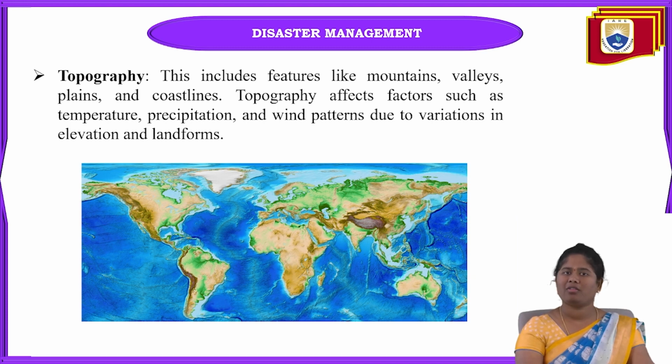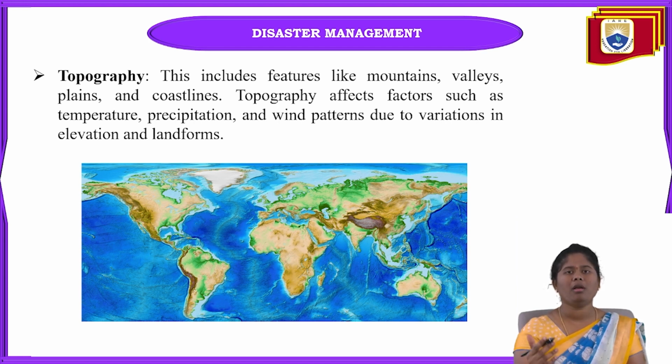Features of your earth surface may include the mountains, valleys, plateaus, plains, coastlines, etc. And this topography will affect the temperature, precipitation, and wind patterns, and due to this there will be variations in the elevation and also landforms. So because of this topography, it will automatically affect the precipitation.